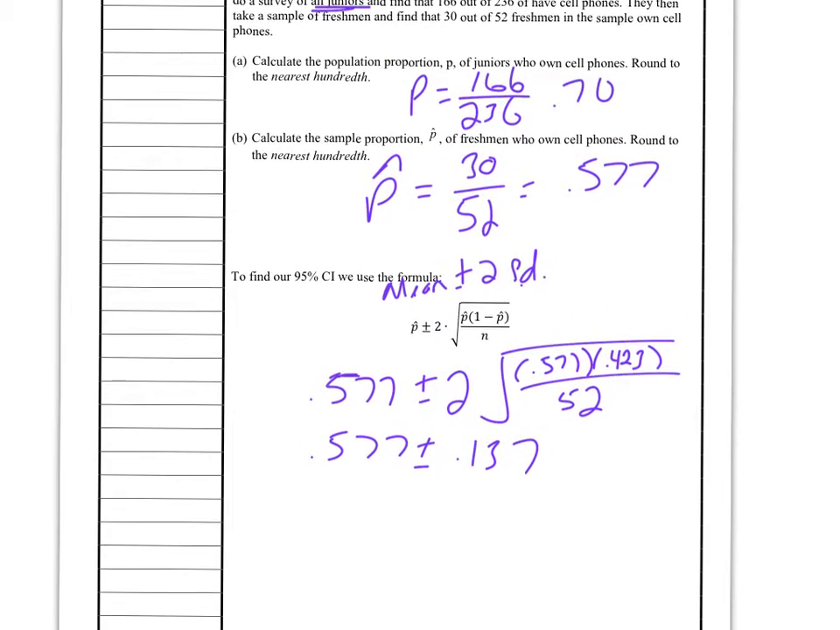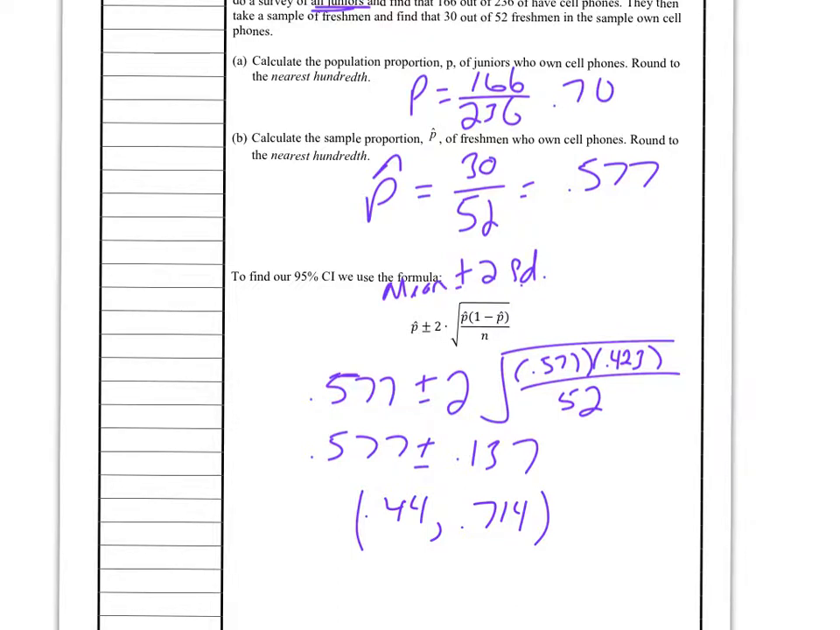All right, so if you do the plus and the minus, you're going to end up with 0.44 up to 0.714. So we can say that we're 95% confident that the true proportion of freshmen, because p hat was talking about freshmen right here, is truly between 44 and 71% that own a cell phone. That's what we're going to say they are.